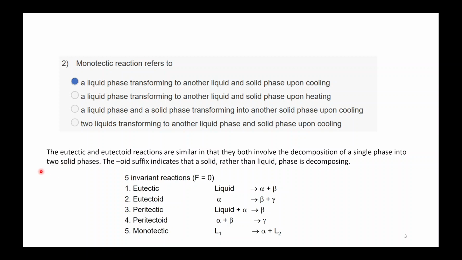We can explain this: there are 5 invariant reactions where the degree of freedom is 0. First is eutectic, in which a liquid converts into two solids. Eutectoid, where a solid converts into two different solids. Peritectic, where liquid plus alpha converts into another solid. Peritectoid is the opposite of eutectoid. Monotectic is a liquid converting into a solid plus another liquid, and this liquid will be different in composition.